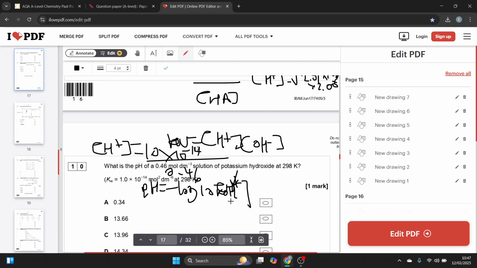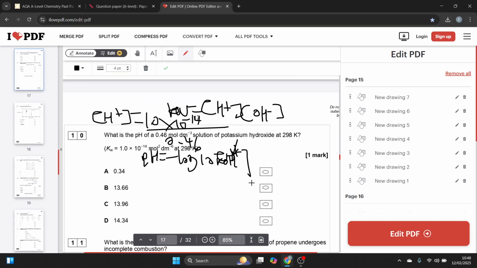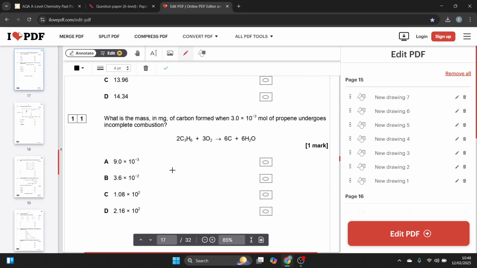So yeah, quite a lot of steps for just one mark, but these one markers on the multiple choice are definitely not easy. And then pH is minus log10 of my answer. I get 13.66, and remember pH is always 2 decimal places, so yeah. Question 11.